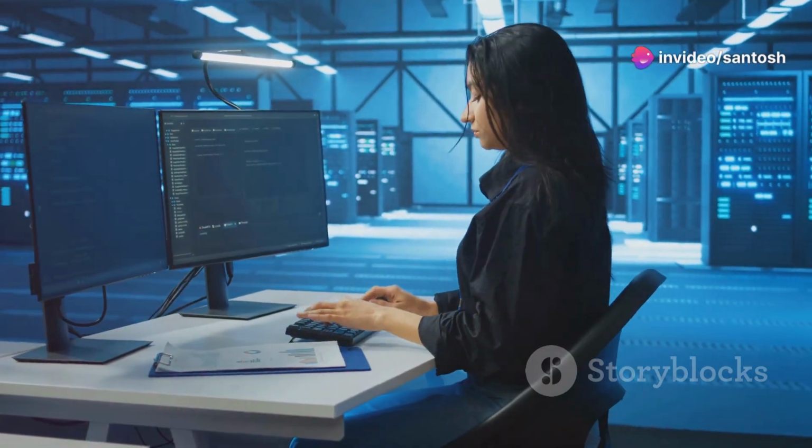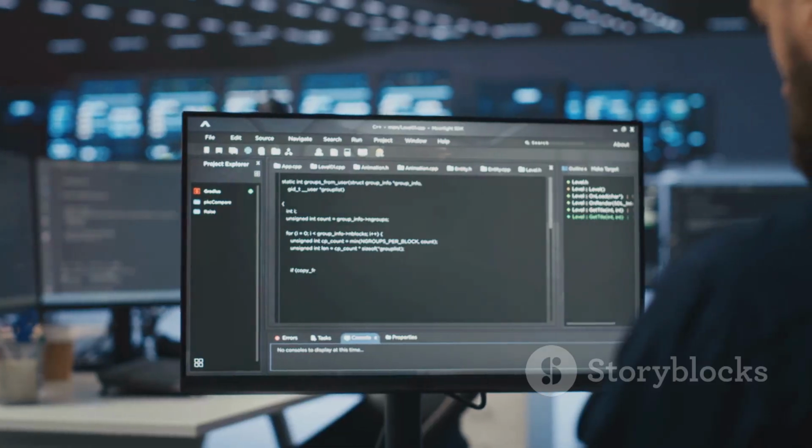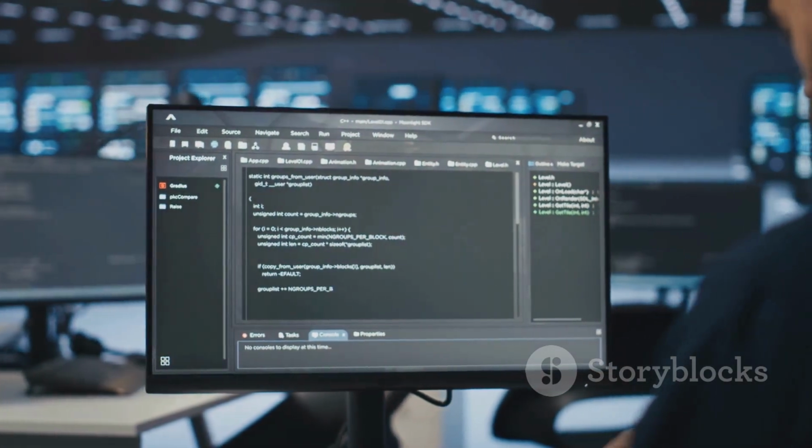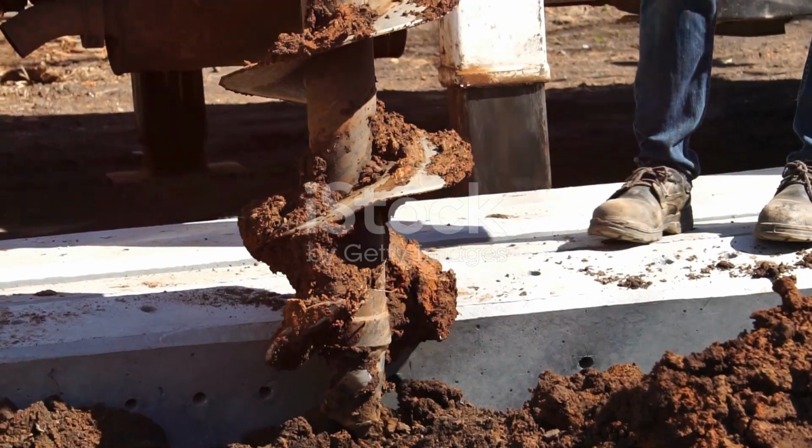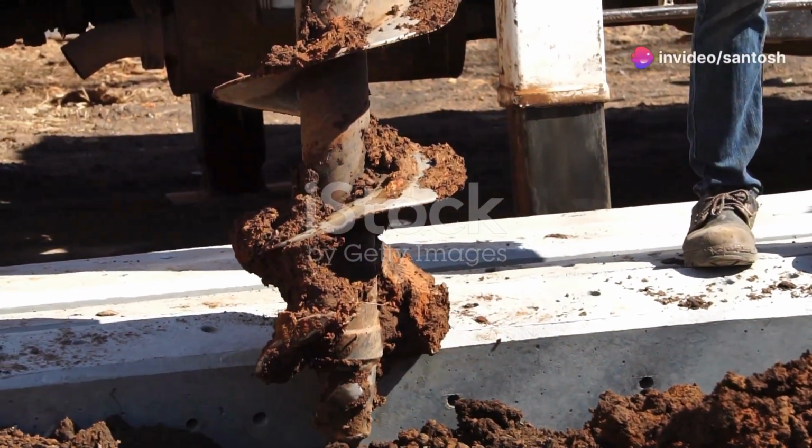Alright, now let's talk about service accounts. Create dedicated service accounts for SQL Server services. This boosts security and helps with troubleshooting later on.